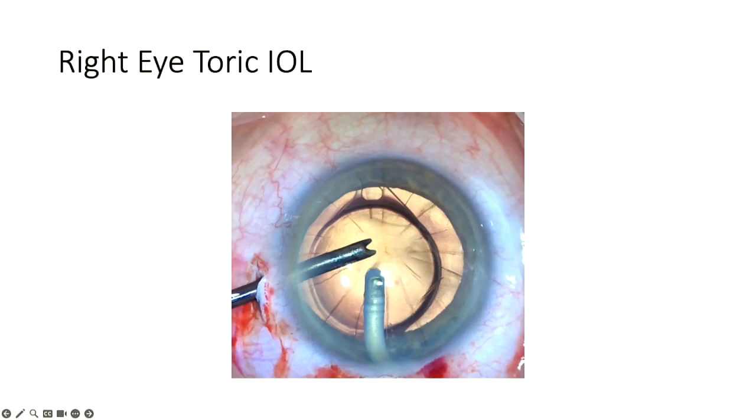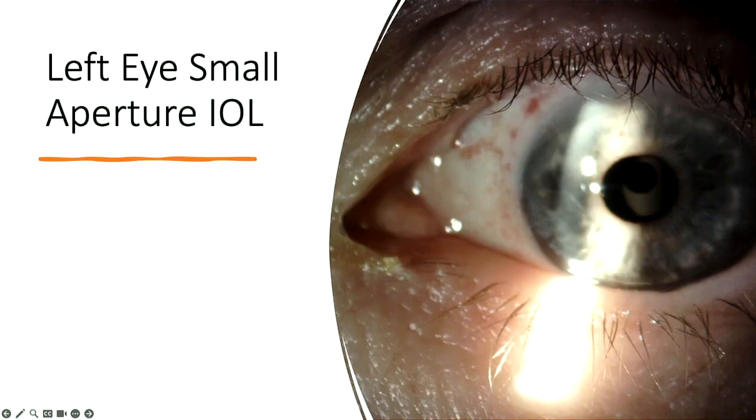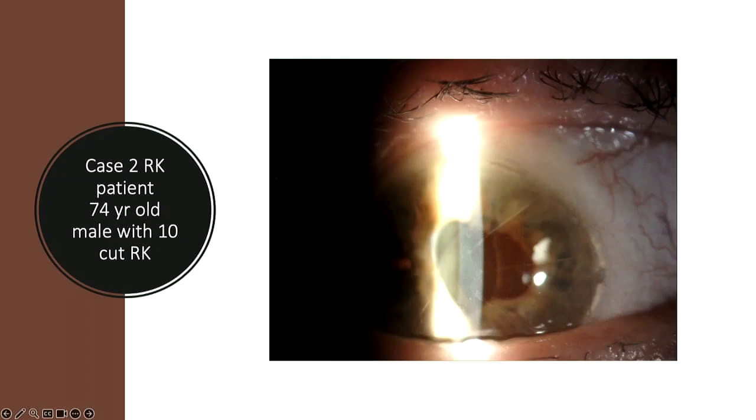For this patient with the 16-cut RK, the right eye, I chose a toric lens because of that macular pathology. And you could see here that I used scleral incisions because of the multi-cut RK. I'm still doing my biaxial cataract surgery, but scleral incision is going to be better than going through where you have your RK incisions. For the left eye in this patient, I chose the small aperture IOL. You could see what the post-op photo looks like, and she did quite well.